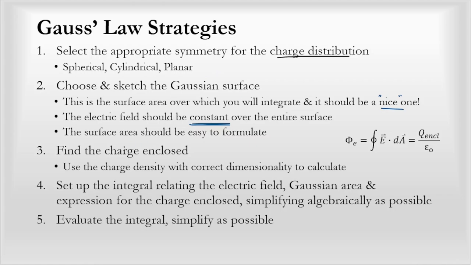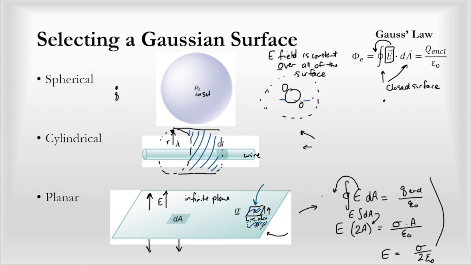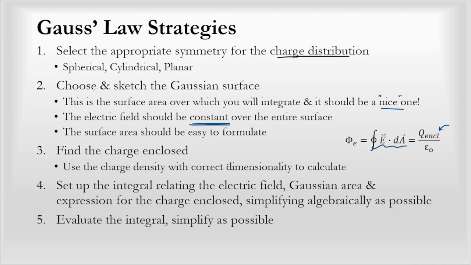The issue about the other side of the equation: that deals with this side of the equation, the electric field and the area. The other side of the equation needs you to find the charge enclosed. It may be just a simple charge that you're able to just put a value in there. You may have a more complicated situation. On the previous slide, I had to say the charge enclosed is a surface charge density multiplied by a surface area. This is finding the charge enclosed. Use the charge density with correct dimensionality to calculate.